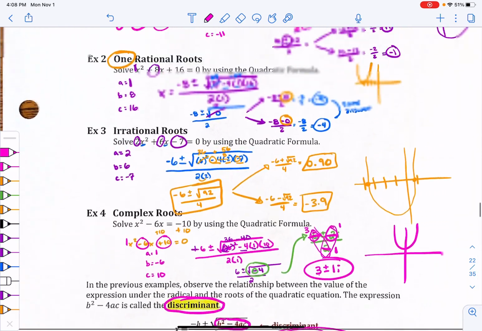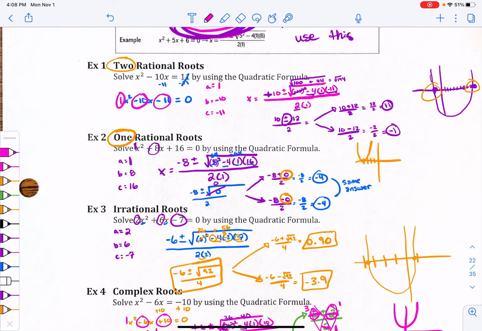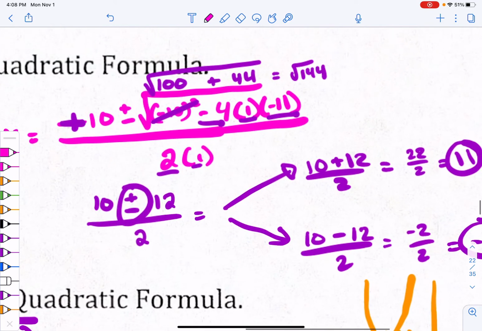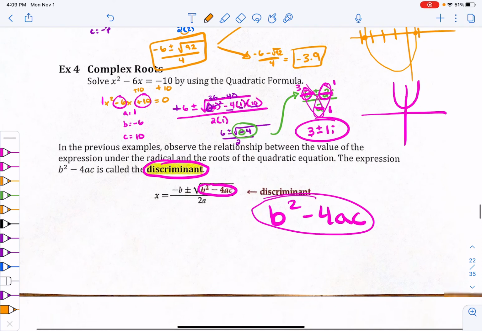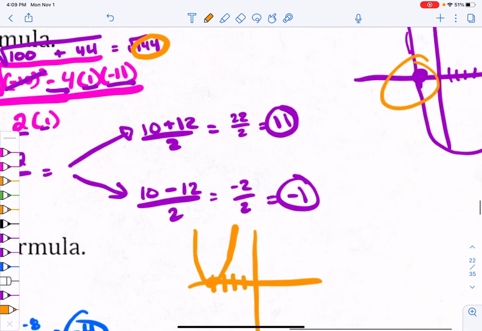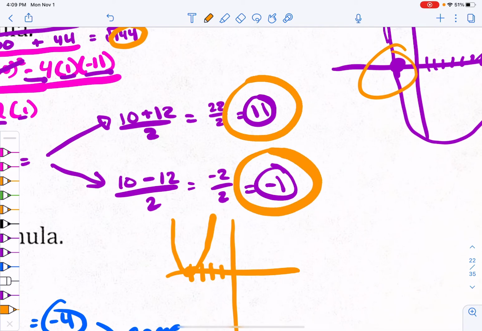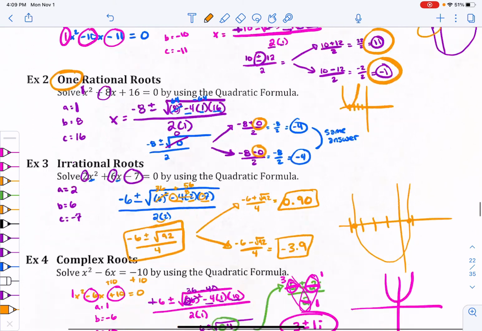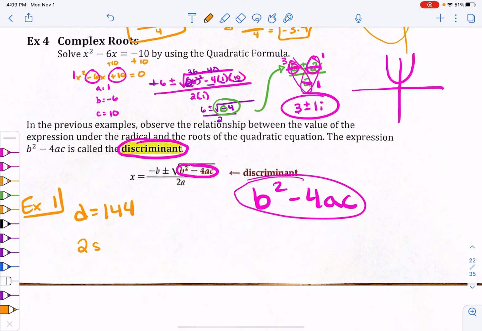Up above here, let's say example 1, if I look at my quadratic formula, the discriminant, or the thing that I got underneath of the square root, was 144, okay? So in example 1, my discriminant, I'm going to call it D, equals 144, okay? And when I had my discriminant as 144, I really had two answers. They were -1 and +11, okay? So I had two solutions when my discriminant was 144, let's say, okay?